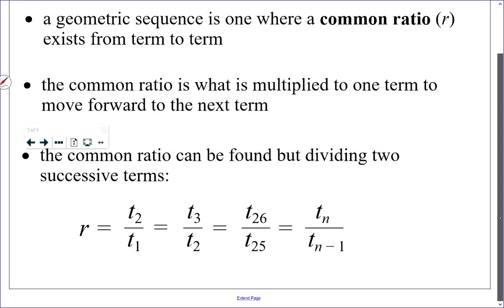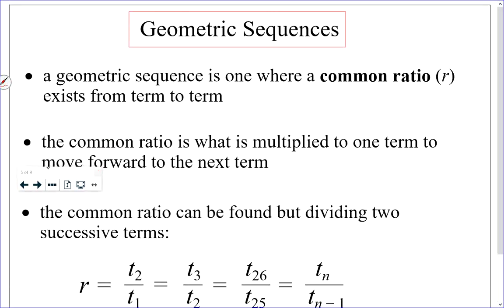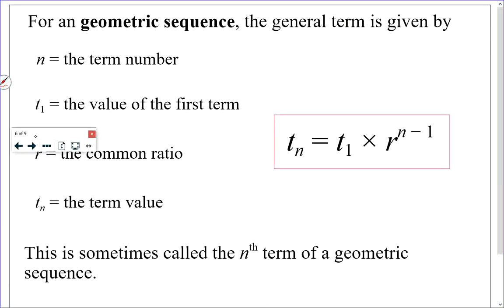The formula for the general term, of course, is on your formula sheet. T1 is the first term, R is the common ratio, N is the term number, and Tn is the term value. I did this for arithmetic, so I guess I'll talk about it here for geometric briefly. R and T1 are parameters. N and Tn are variables.